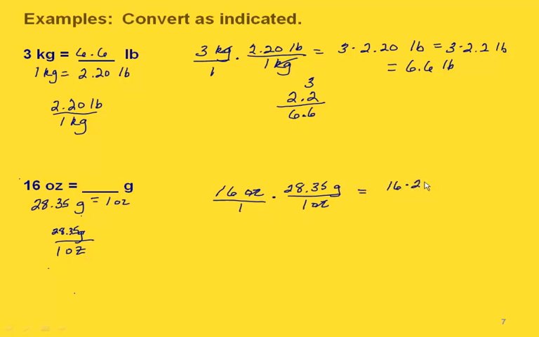This gives us 16 times 28 and 35 hundredths of a gram. And if we do that multiplication, we have 6 times 5 is 30, carry the 3, 6 times 8 is 48 plus 3 is 51... 6 times 3 is 18 plus 3 is 21, carry the 2, 6 times 8 is 48 plus 2 is 50, 6 times 2 is 12 plus 5 is 17, and then in this row we have 1 times 5, 1 times 3, 8, and 2.